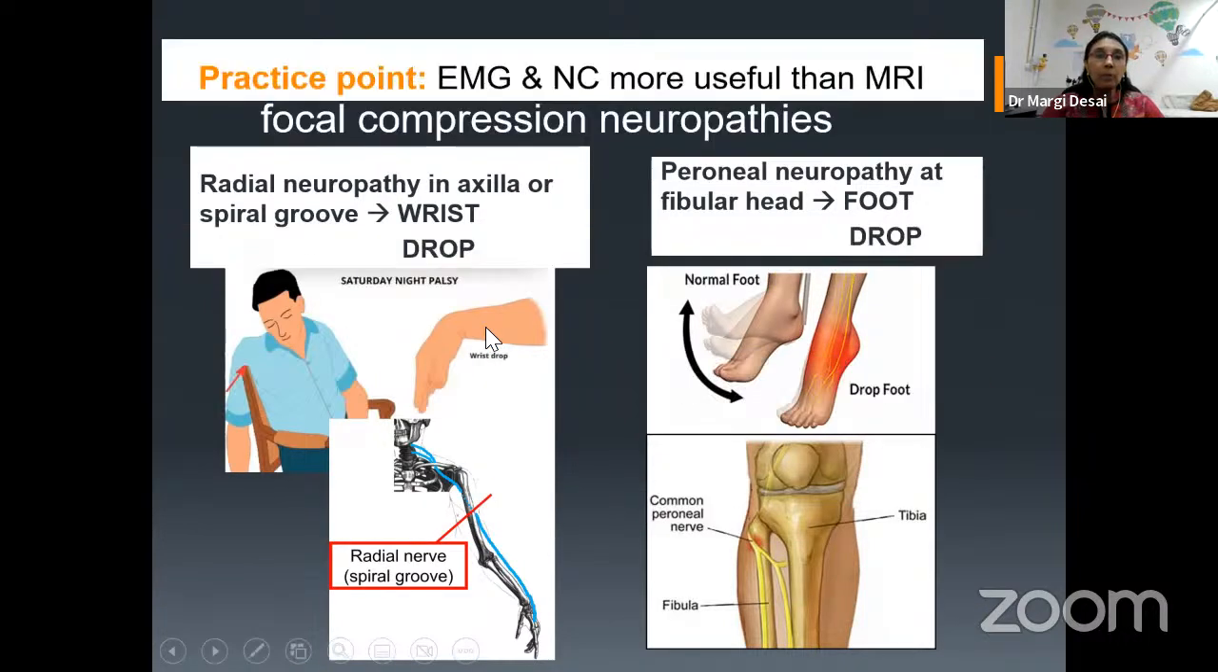I also wanted to state that EMG and nerve conduction is more useful in focal compression neuropathies than MRI, because you don't see much in an acute onset wrist drop or foot drop on imaging. But a motor nerve conduction will definitely show you a proximal conduction block, and that will be diagnostic.